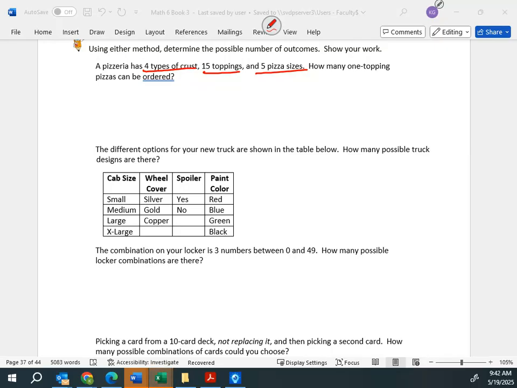Which way do you want me to work it out? Probability tree or counting principle? All right, let's work it out using that counting principle. How should I label my table? Because we always need to label our table to make sure we have all events covered. What should I put in my labels? Crust, toppings, and sizes.